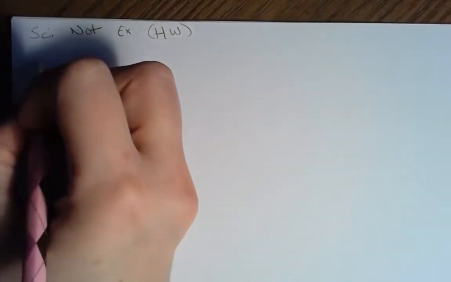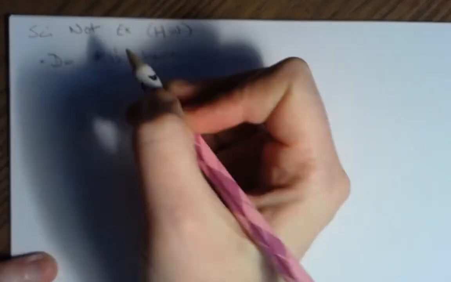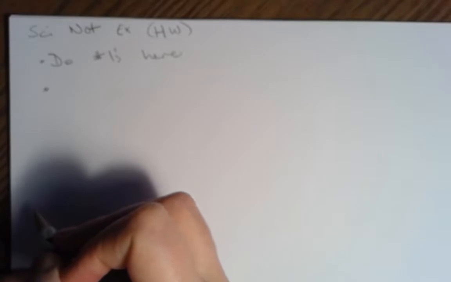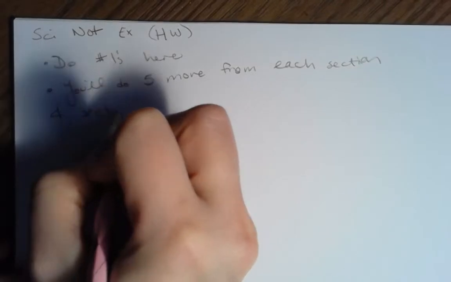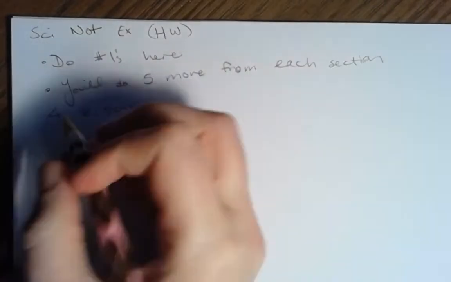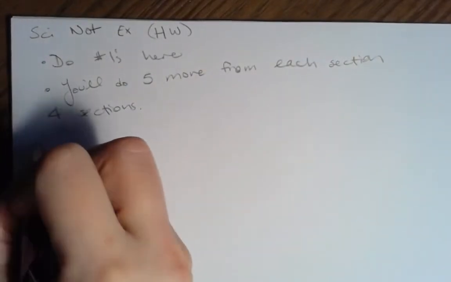So we're going to do the number 1s here. If you wanted to, you could do a number 1 with me, pause the video, do 5 more on your own, do another number 1 with me, pause, do 5 more. You'll do 5 more from each section. There are 4 sections. I'll show you as we go. Section 1, we're off and running.